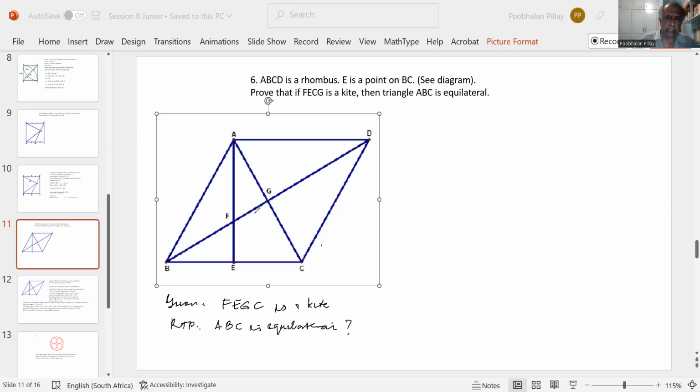Now, FEGC is a kite. It could mean that this equals this, and that equals that. But I'm not going to take that case. It actually turns out you'll never be able to get this equals this. That's impossible. I'll show you the proof just now, but I'm not going to do it. We don't have time. But it is a kite, so therefore we can conclude that this FG is equal to that, and that line equals that line. That's a kite.